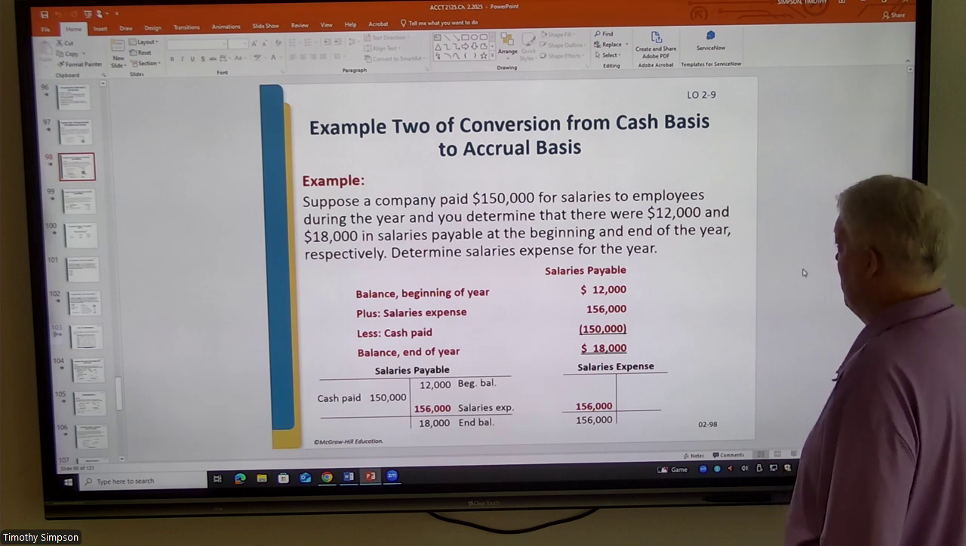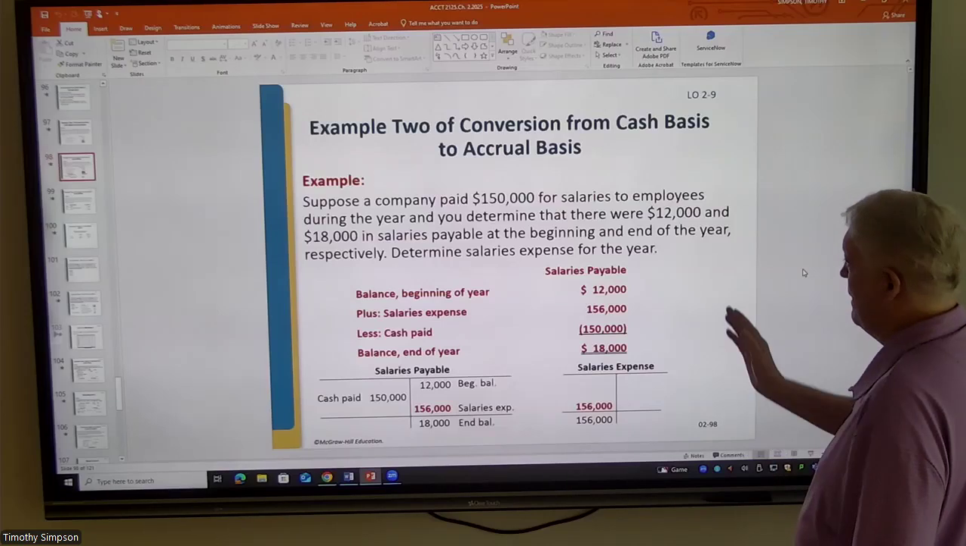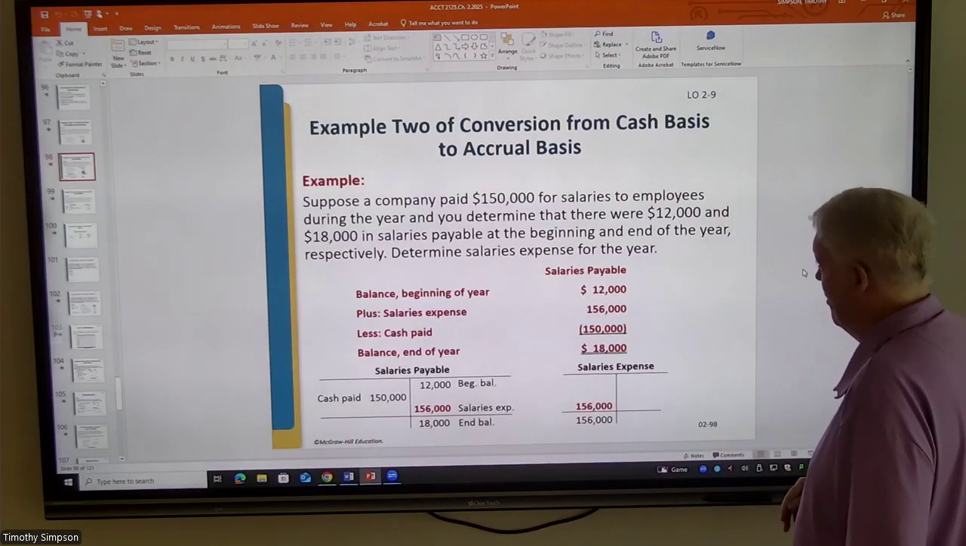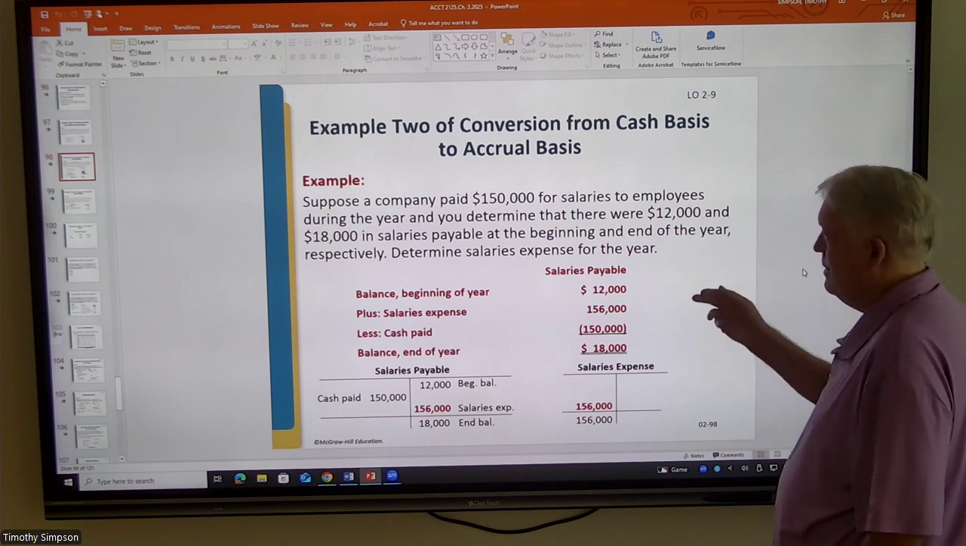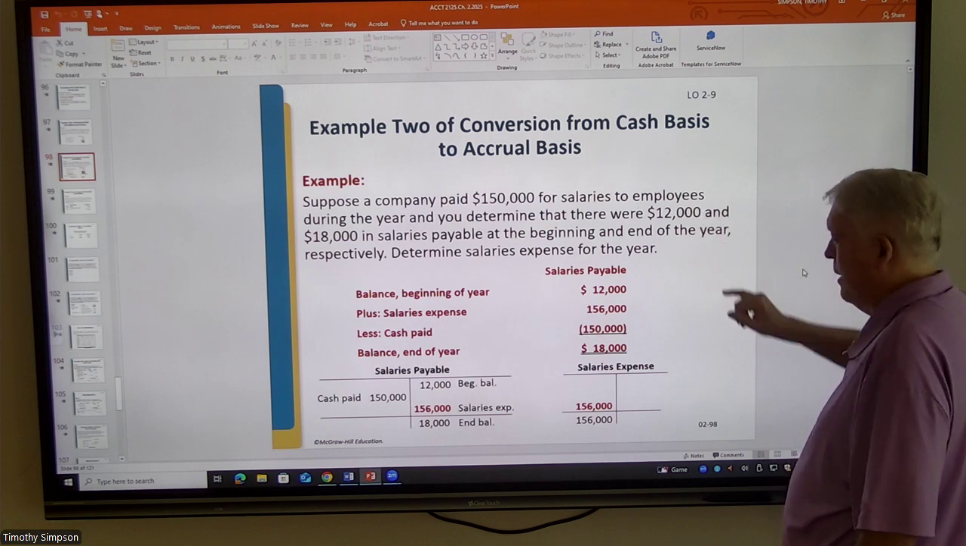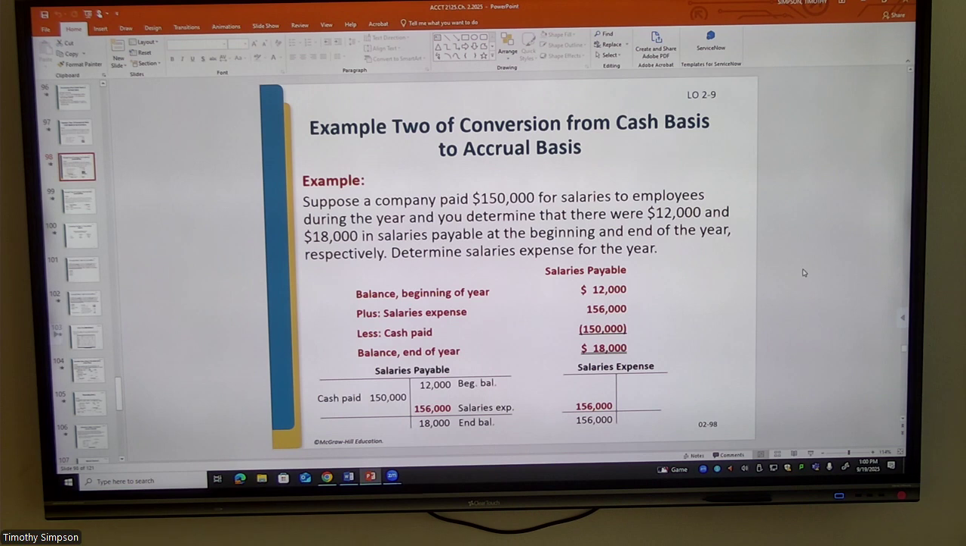So we're not interested in that because that was accrued back in the last accounting period. But the 18,000 in salaries payable is incurred. So 150 plus 18,000 is 168. And even though we pay the 12,000, we take that out because that's not part of the expense going forward.